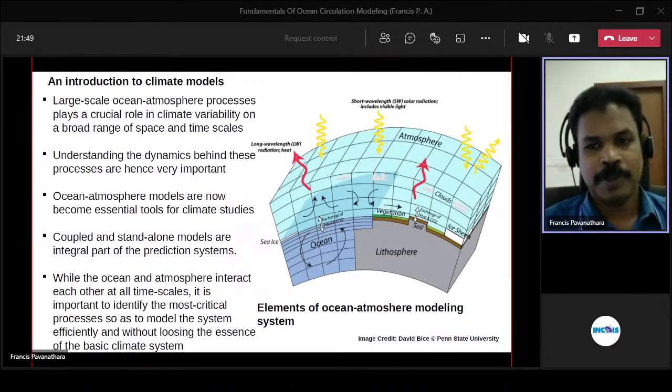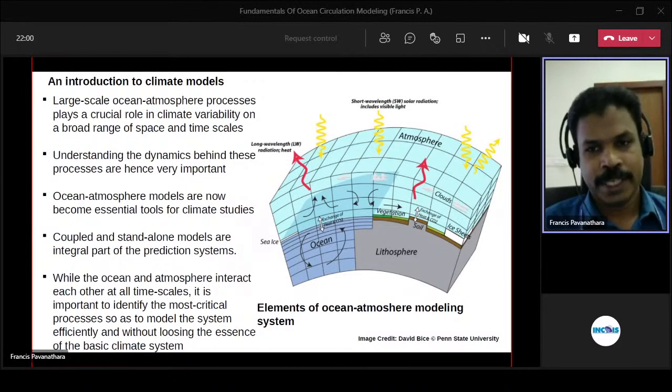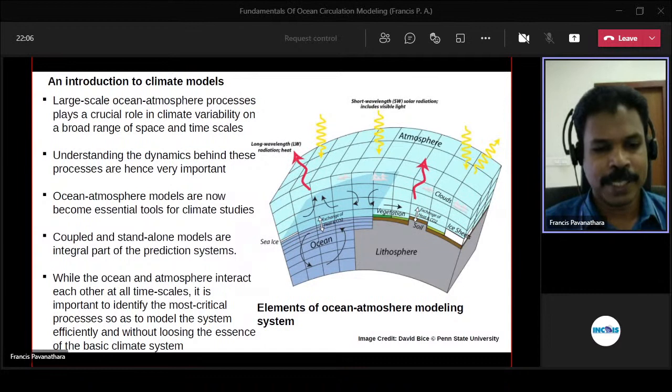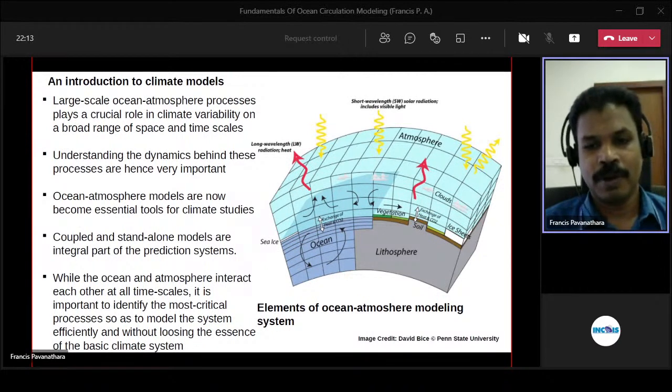There are a couple of kinds of models; there are standalone models. What we talk about today is mostly a standalone ocean circulation model. We know that the ocean and atmosphere are in constant touch. They interact at all time and spatial scales. So it is not easy for us to represent all these scales of interaction in the ocean models because of the inherent limitations of modeling.